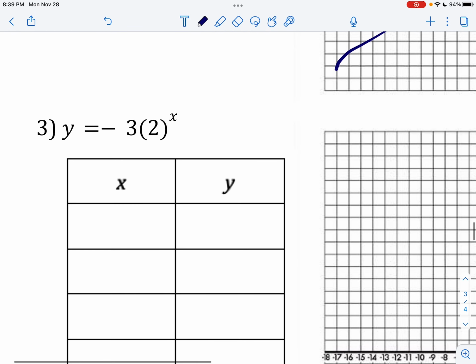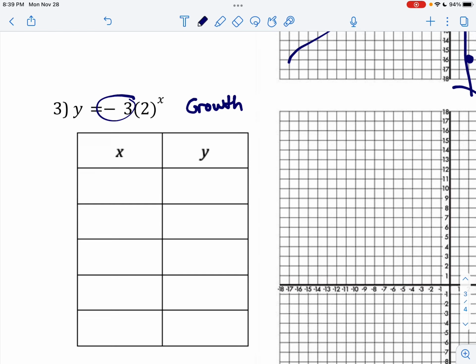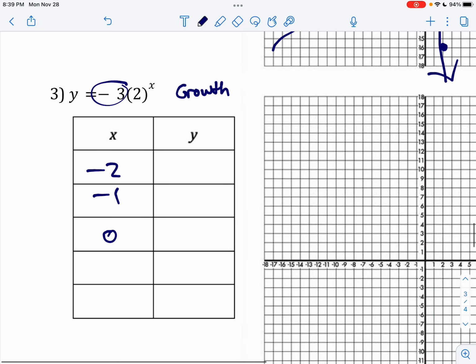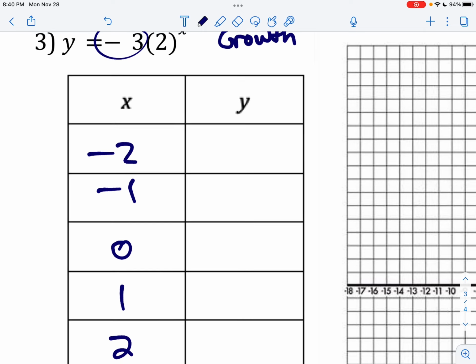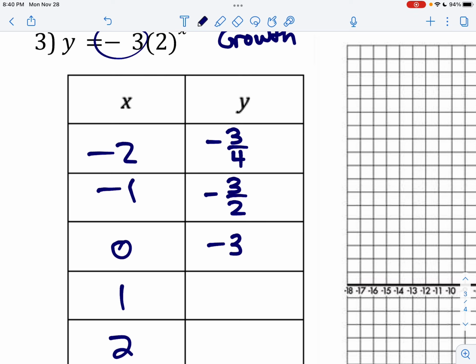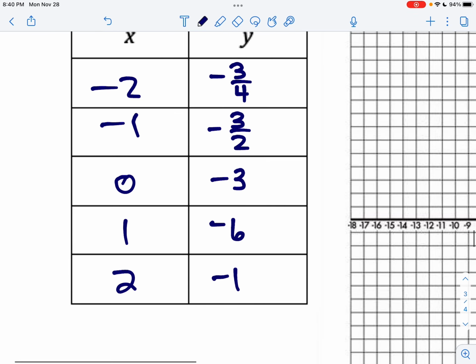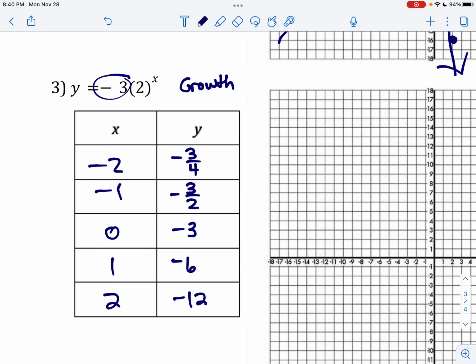This one, -3 is the y-intercept. 2 is going to tell me that this is exponential growth. -2, -1, 0, 1, and 2. I'm going to give you the values for these. That way we can just look at the graph. You can practice and see if you can get those answers. That's going to help you practice. You will have practice in your homework too, so hopefully you'll be able to get to those.